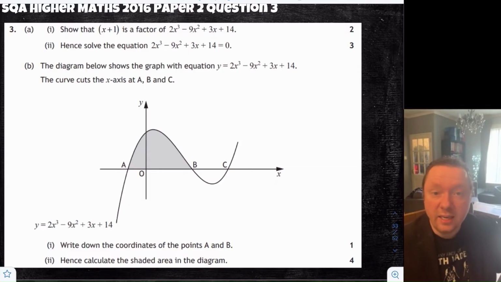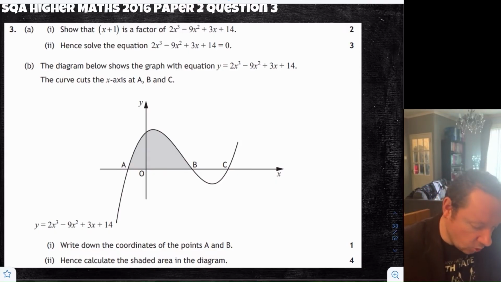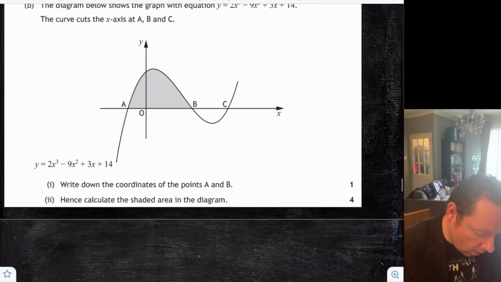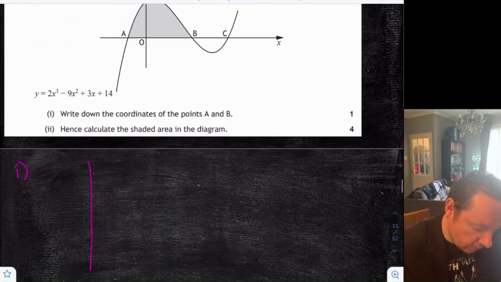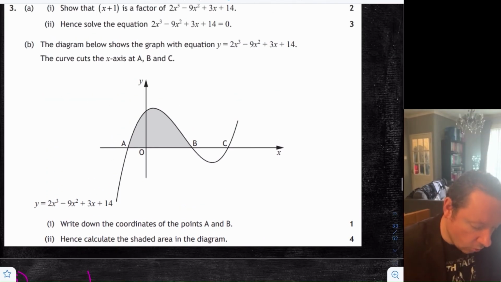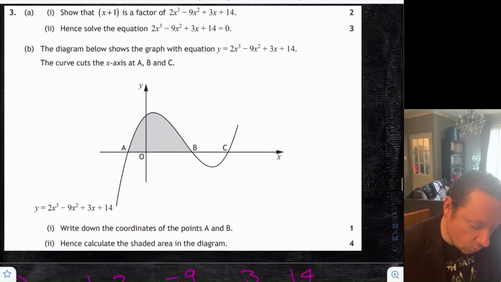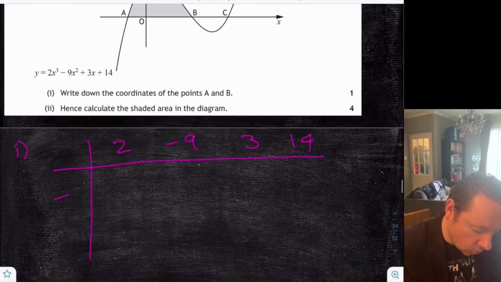So we're going to have to do part A to get the coordinates anyway. So part A, show that something's a factor. We can use synthetic division. So for part 1, I'll set up my synthetic division nice and quickly. I've got 2, minus 9, 3 and 14. And we're trying to show that x plus 1 is a factor, so I can sub in minus 1.